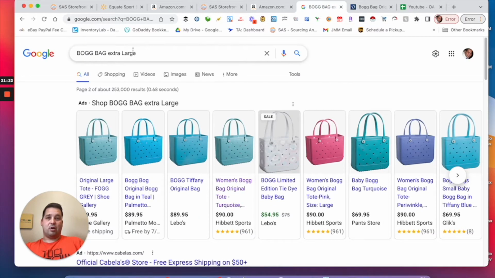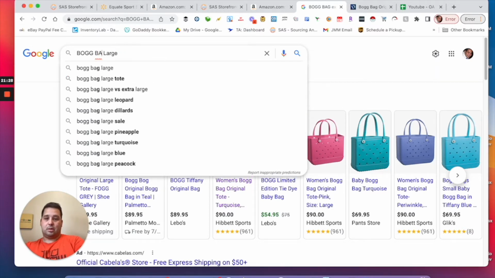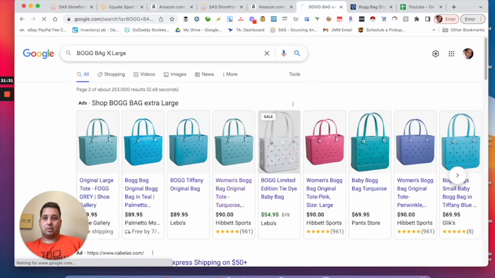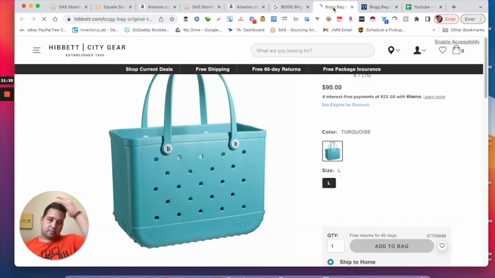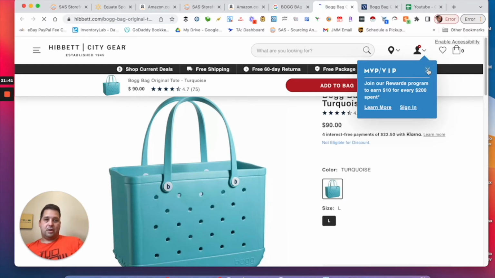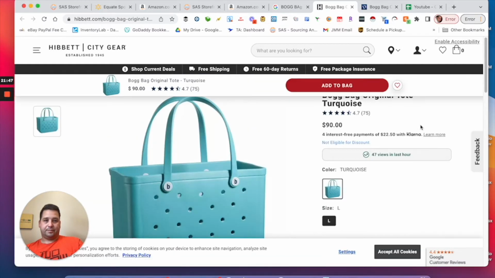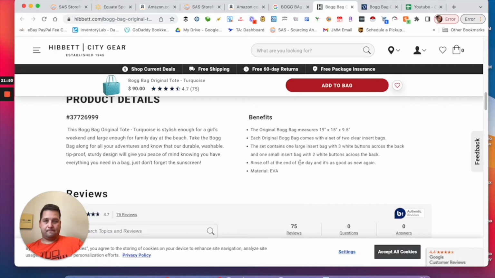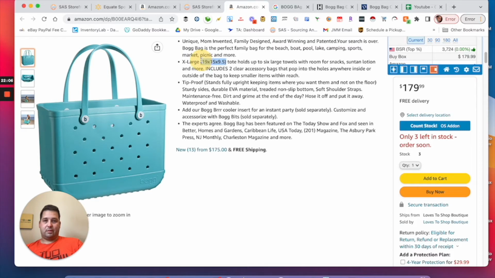So now you could go back and do, instead of extra large, bag X. I wonder if this is the one. Yeah, and usually I'm just listening to music or just kind of focusing. It just really depends on the day. Let's see if these sizes match up. So 19 by 15 by 9. Amazon. 19 by 15 by 9.